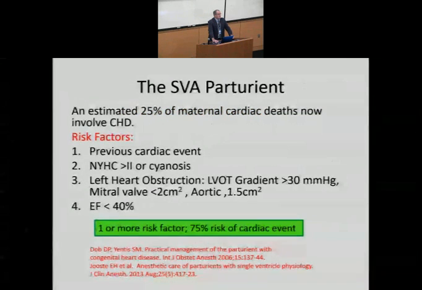The single ventricle parturient is a very difficult area. These patients don't do well. Their offspring don't do well. There's a high rate of spontaneous abortion in single ventricle anatomy patients. It's been estimated, I'm not sure if Joy's here, or somebody from obstetrics, that 25% of maternal cardiac deaths now involve congenital heart disease patients. As we've improved the outcome of congenital heart disease patients, they've wanted to have families, rightly so. But the underlying cyanosis and single ventricle anatomy does predispose them to high risk.